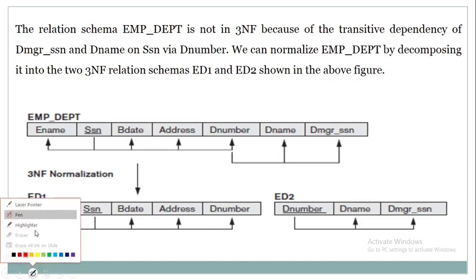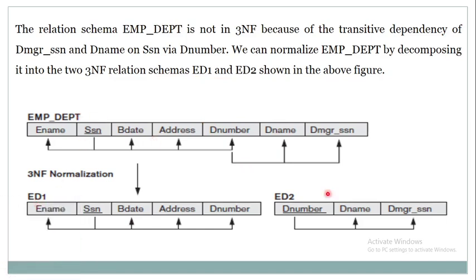So this is how we converted the table into third normal form, where we found there was a transitive dependency between SSN and department number, and department number in turn determines department name and manager SSN. So we split department name and manager SSN with department number and made a separate table. Now this is how we convert the relation into third normal form. I can say that the corresponding two relations are in third normal form.